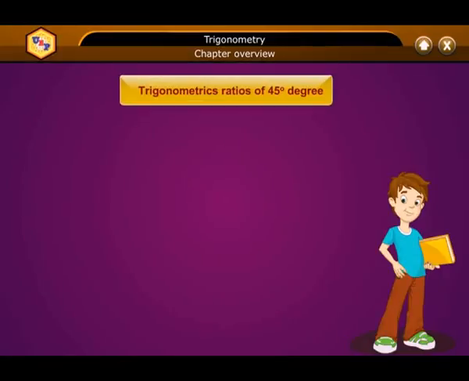Trigonometric ratios of 45 degrees. We are already familiar with the construction of angles of 30 degrees, 45 degrees, 60 degrees and 90 degrees. Now we will find the values of the trigonometric ratios of these angles, including 0 degrees. Let's begin with the trigonometric ratios of 45 degrees.